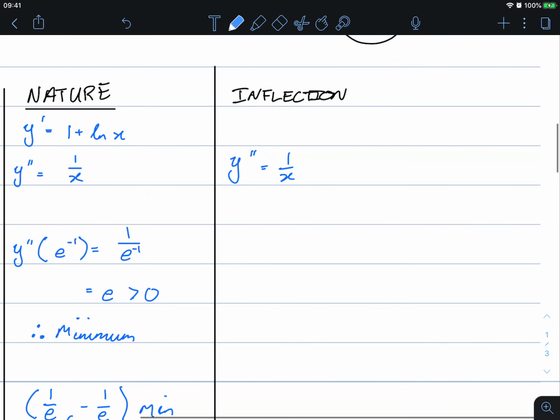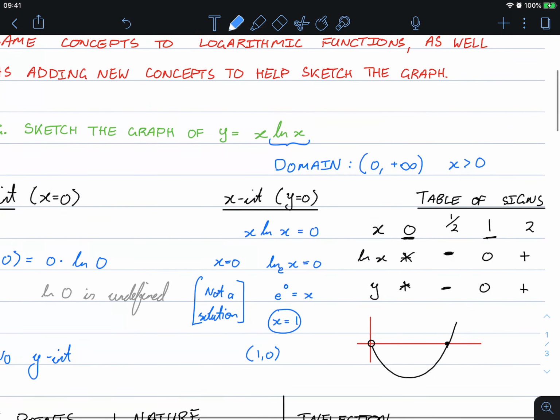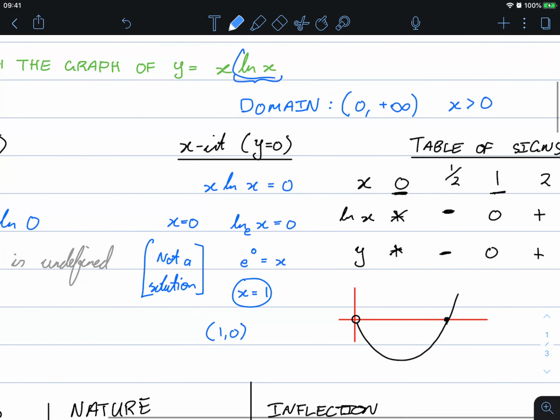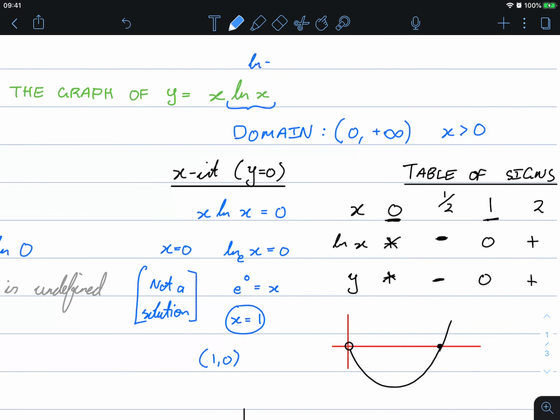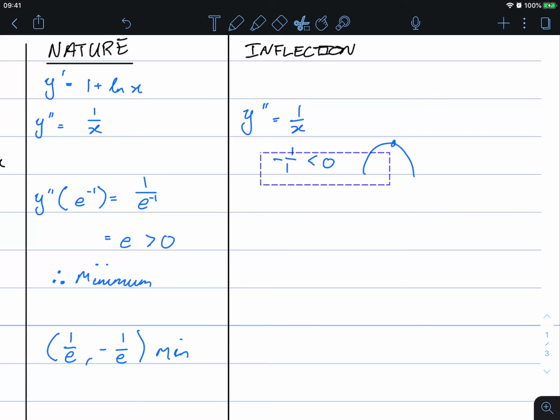Now I hope you're thinking, what if I substitute negative 1? That is less than 0, meaning that is concave down, so we might have a maximum. But the domain that we have is that x must be greater than 0, because ln of x cannot take negative x values, so there cannot be ln of negative 1. That's invalid, which means that characteristic filters down to the second derivative.